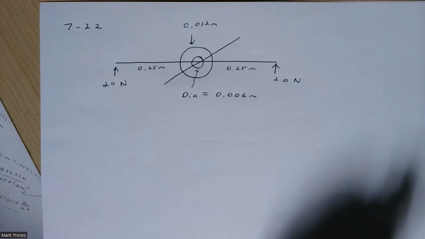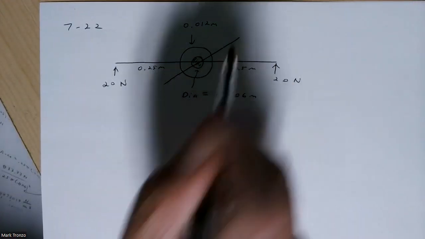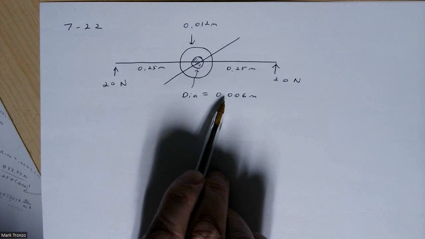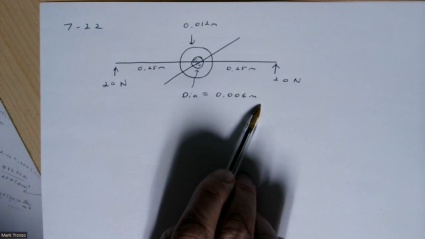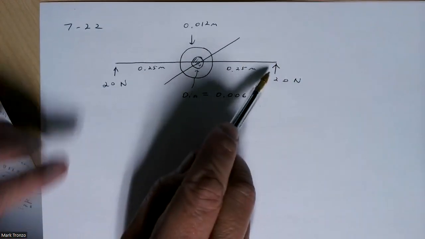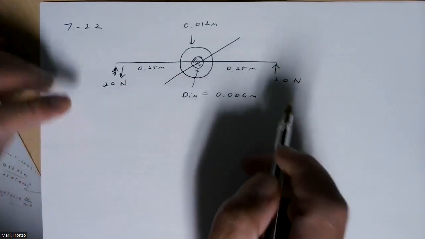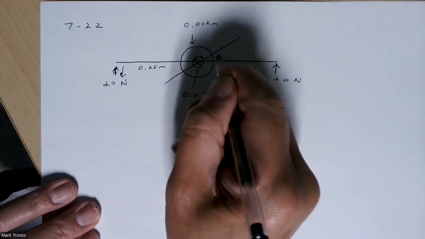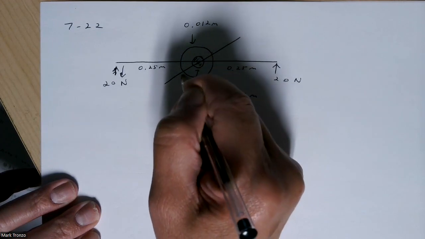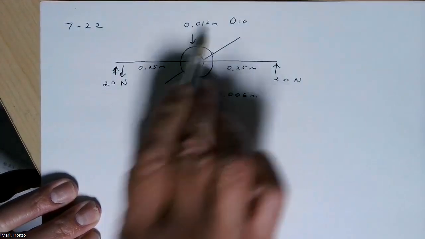Okay, this one's a little bit harder to visualize, but it looks like what they're trying to say is there's some kind of a bolt in here that has a diameter of 6 millimeters or 0.006 meters. And then this thing is going to go down. There's a couple applied here, but it's actually attached to this out here, which has a diameter of 0.012.